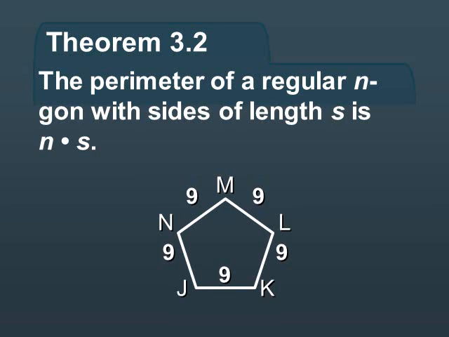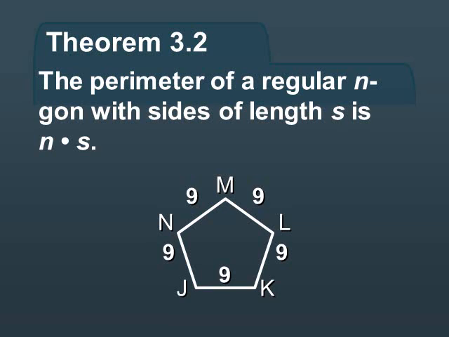And our first theorem is that the perimeter of a regular n-gon, don't confuse n-gon with nonagon. Nonagon has 9 sides, and n-gon means that we don't know how many sides it has. It can have any number of sides. But if it's a regular polygon, then all we have to do is know the length of one side and multiply it by how many sides it has.